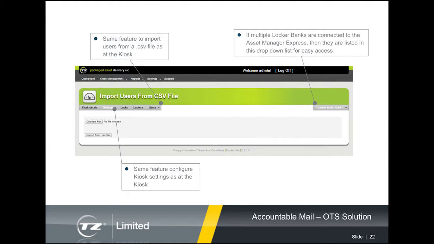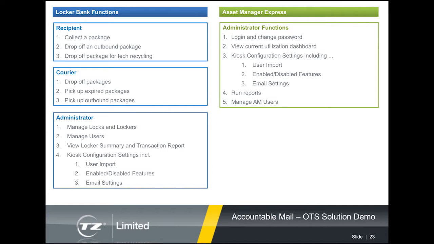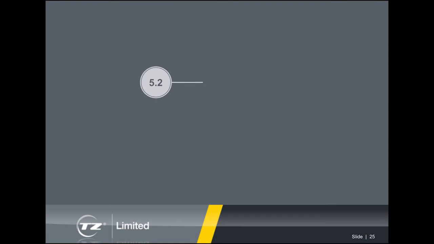The same features to import users from a CSV file that we saw at the locker bank can be done within the Asset Manager Express. This slide describes the key features of the system for different users, grouped into the kiosk software and the Asset Manager software. In the previous slides, we looked at TZ's off-the-shelf solution for accountable mail called Courier. We spoke about the standard features of the product that can be turned off and on via configuration.